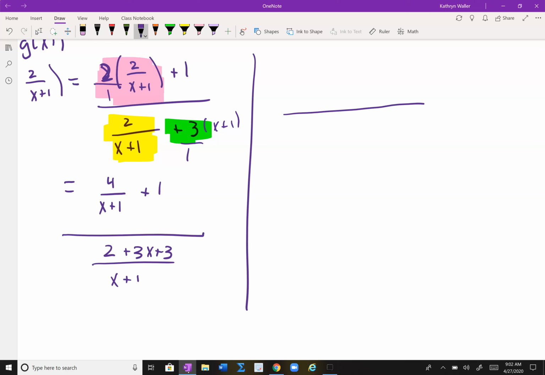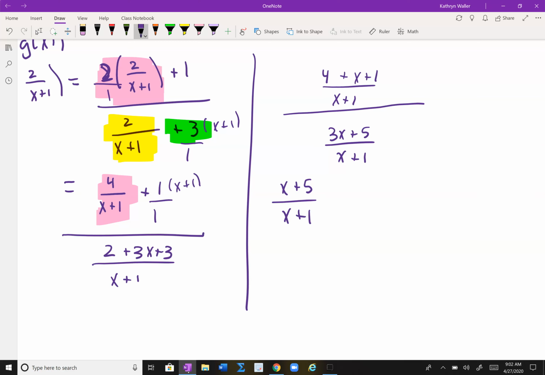Now I need to get a common denominator on the top. So big long fraction bar. Common denominator on the top is going to be x plus 1. This guy right here already has the x plus 1. So you just write down the 4. This is 1 over 1. It's missing the x plus 1. So 1 times x plus 1 is x plus 1. The bottom is 3x plus 5 over x plus 1. Now, the top is x plus 5 over x plus 1.